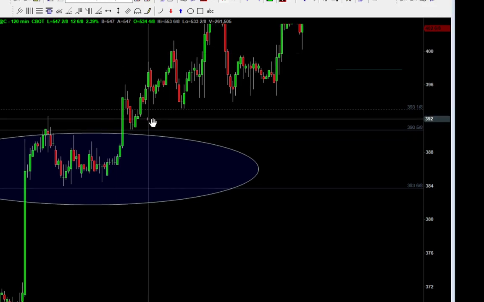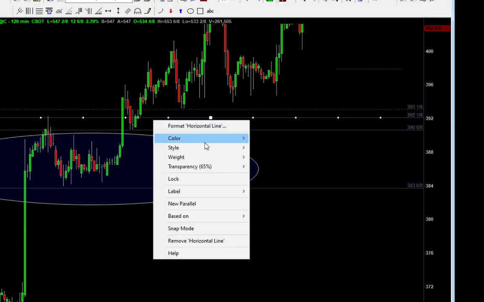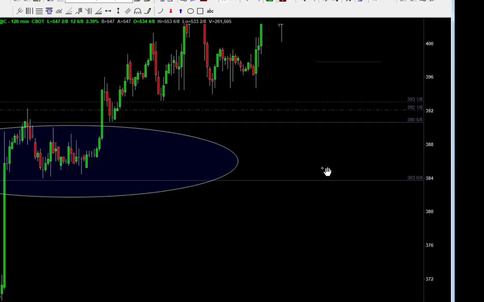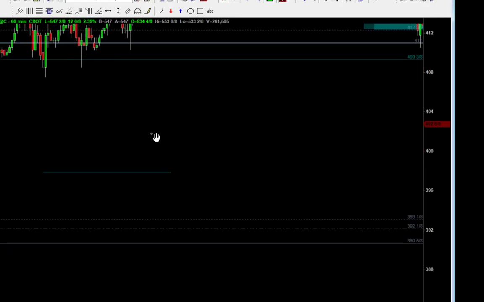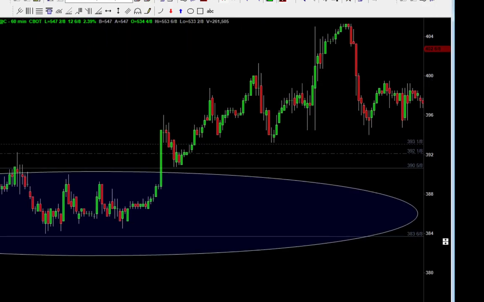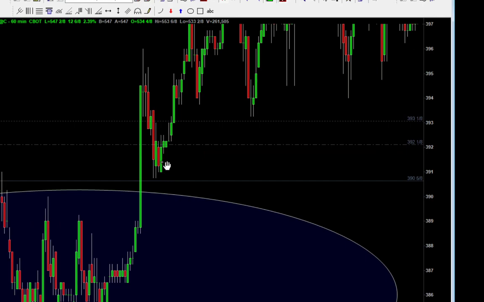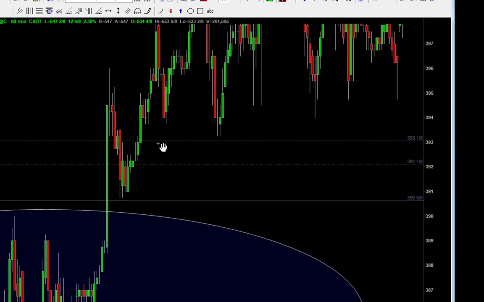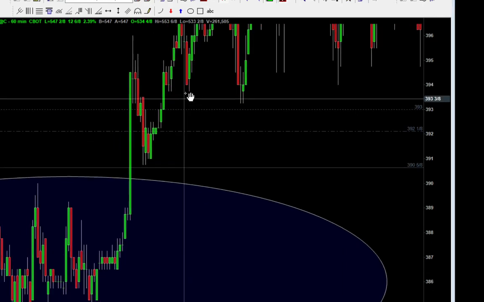Just from this alone, I'm now interested in longing here. I would like to go back to the 60 and just see what I'm looking at on the 60, and that is a rally-based rally, and that's a holding level right here. This is most definitely a holding level, dude.